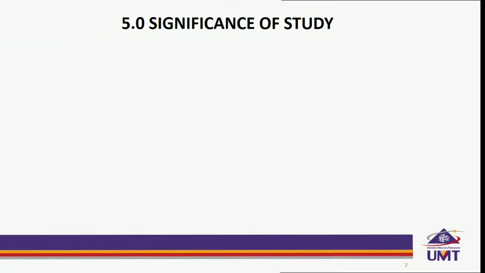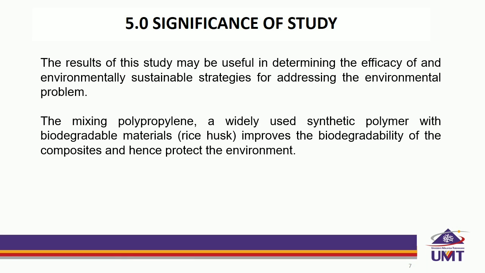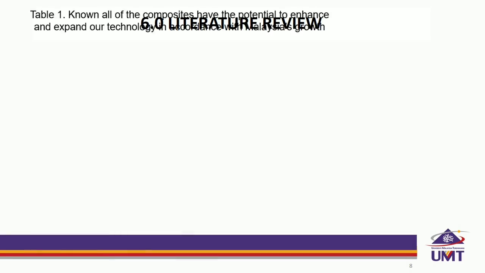For the significance of the study, the result of this study may be useful in determining the efficacy of an environmentally sustainable strategy for addressing environmental problems, and mixing polypropylene with rice husk improves the biodegradability of the composites and hence protects the environment. We move to the literature review.